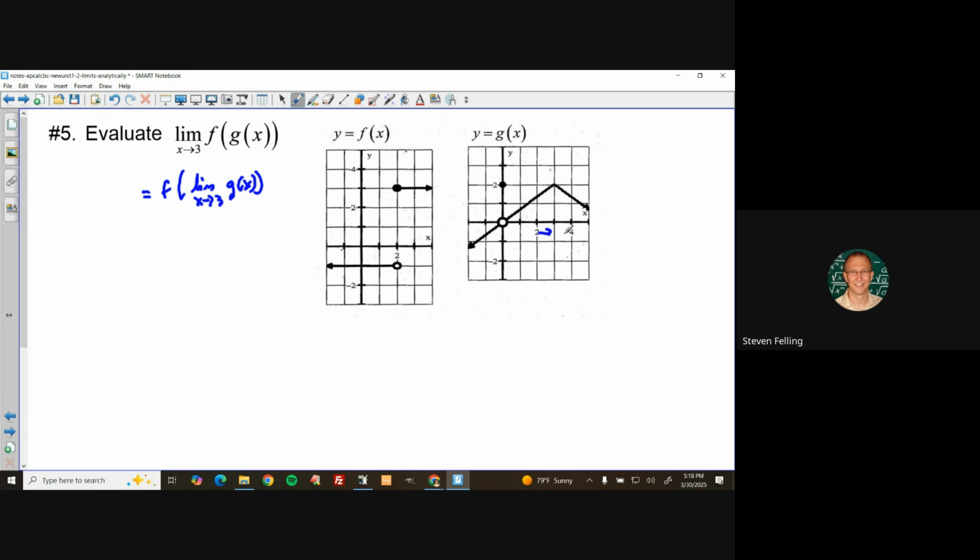As x approaches 3 from the left, the g curve here approaches 2. And as x approaches 3 from the right is also approaching 2, so I think I can declare that this limit is 2. And therefore, I can now plug exactly 2 into this function f. So this is the graph for f. So if I plug 2 in, I have an open circle here, but I have a closed circle here. So that means that this is actually equal to 3. So therefore, this limit is equal to 3. Is that right? What do you think about that?